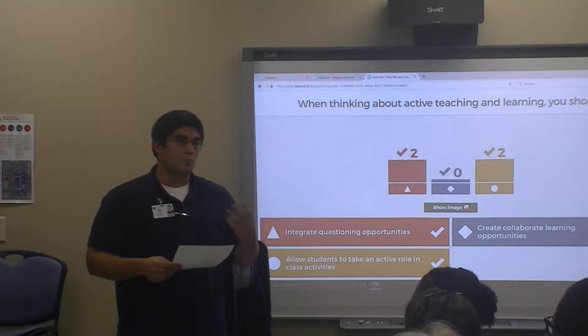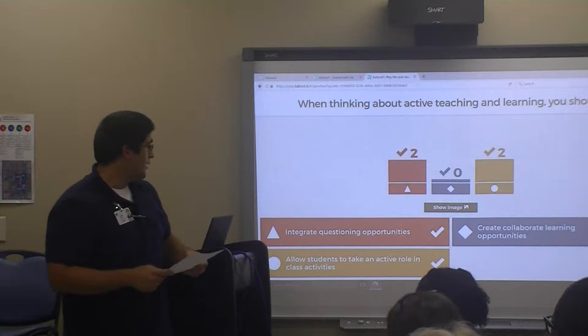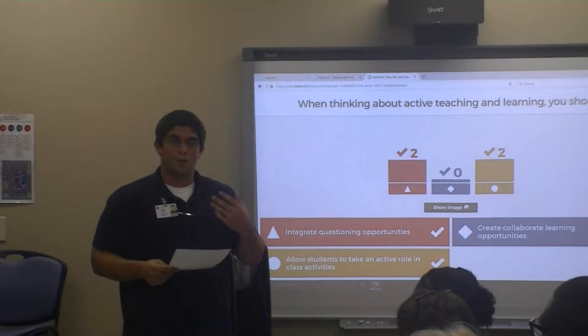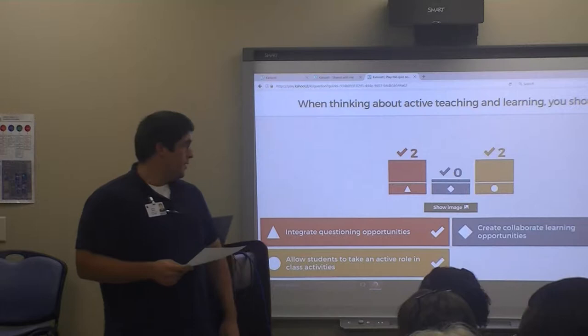And that third one allows students to take an active role in class activities. Once again, it encourages student participation, and it also encourages them to take ownership of what they're learning and how they want to grasp their own education. So that's what those three do, and that's why they're all right.